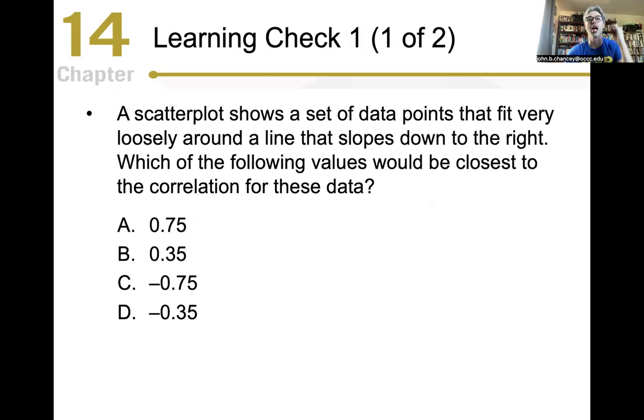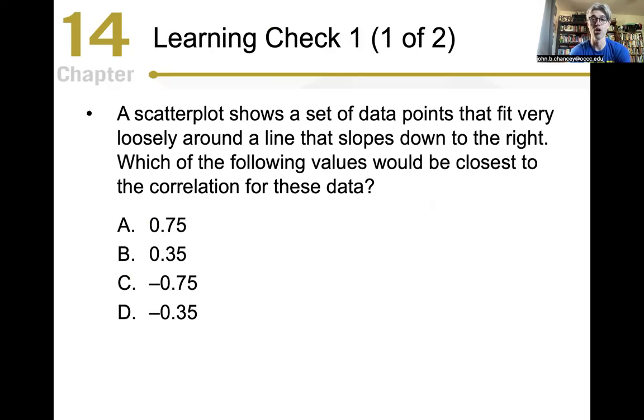So let's do a learning check real quick. A scatter plot shows a set of data points that fit very loosely around a line that slopes down to the right. So it's going from left down to right. Which of the following values would be closest to the correlation of these data? Is it A, 0.75, B, 0.35, C, negative 0.75, or D, negative 0.35?